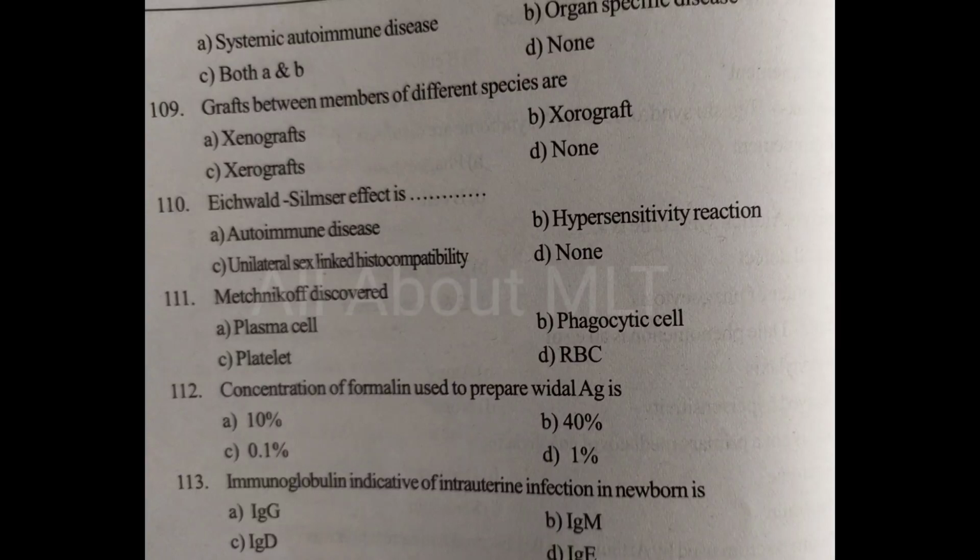Systemic autoimmune disease. Graft between members of different species are: option A, Xenograft; option B, Sorograft; option C, Serograft; option D, None. Answer is option A, Xenograft.